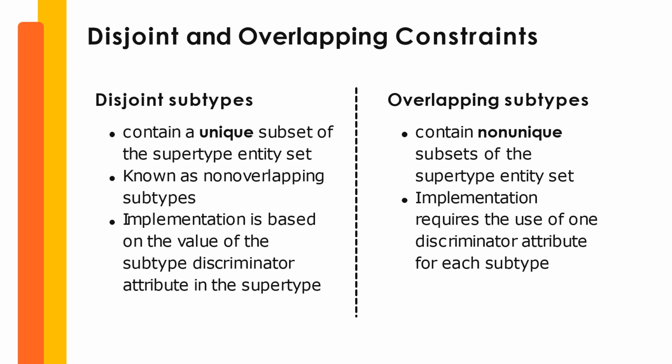The implementation is based on the value of the subtype discriminator attribute in the supertype. Whereas overlapping subtypes can contain non-unique subsets of the supertype entity set. The implementation requires the use of one discriminator attribute for each of the subtypes.